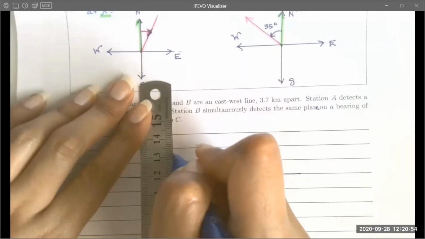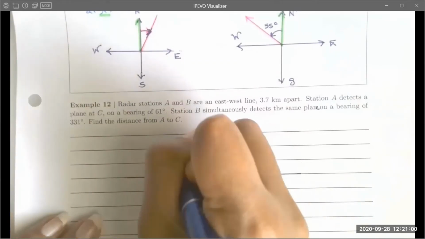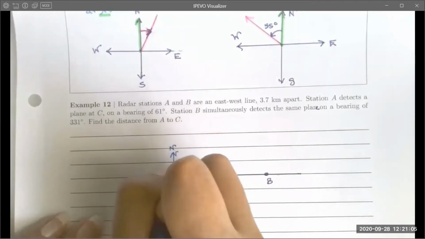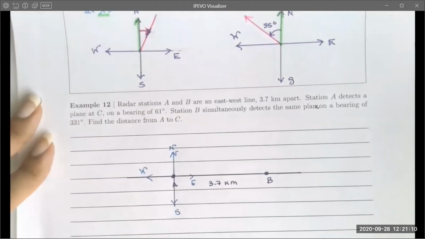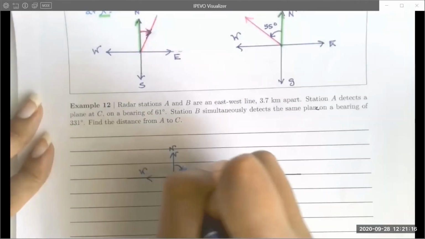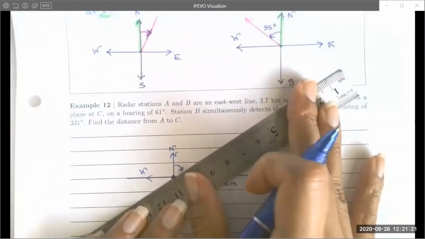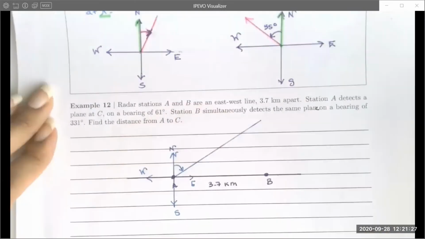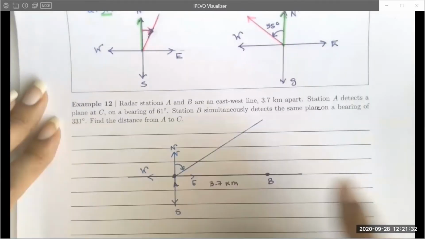So let me just draw the four directions. This is north, this is east, south, and west. On a bearing of 61 degrees, if we open 61 degrees from north in the clockwise direction, it'll bring us approximately there. They don't mention how far away that is, so I'm just going to draw some extending line, but the plane at C is somewhere on this line.